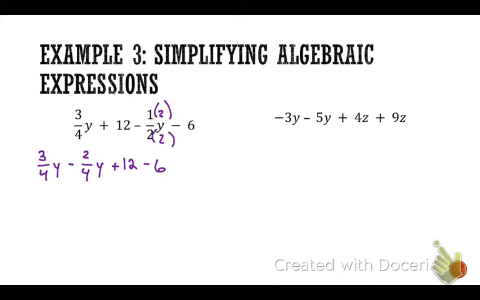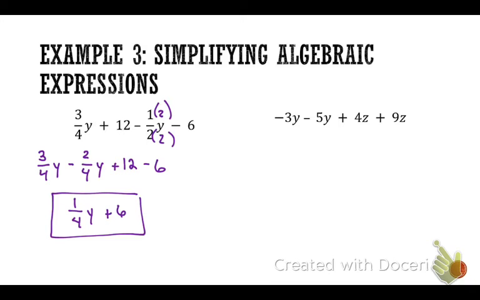Okay, look up here, guys. So now combine your like terms based on what's on the screen. Can somebody raise your hand and tell me the answer? Kyrie? 1/4 y plus 6. Why would she say plus 6, not minus 6? Because 12 is bigger and it's positive, so 6 is positive.